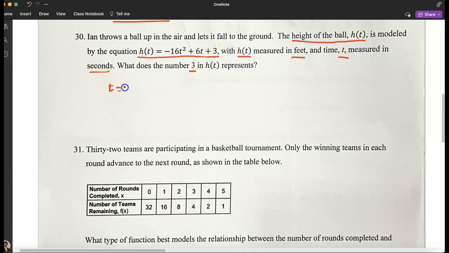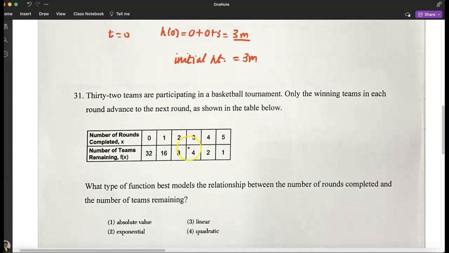When your t is 0, correct? So then your height at 0 would be 0 plus 0 plus 3. So height is 3 meters. So that's the initial height. Initial height is 3 meters, as the height at time equal to 0. Then next.